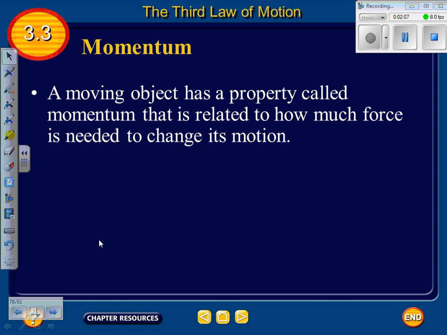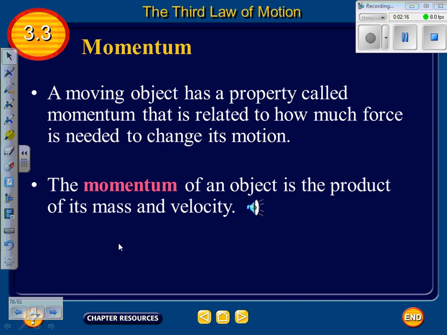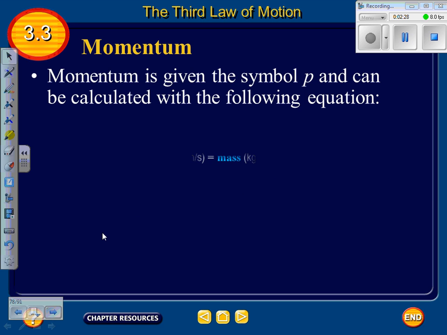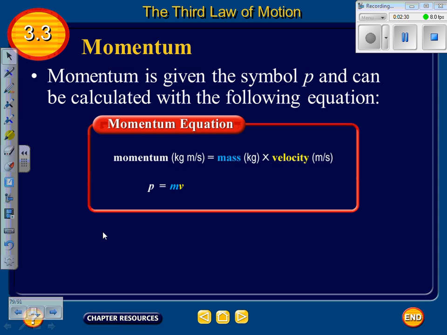Momentum. A moving object has a property called momentum that's related to how much force is needed to change its motion. The momentum of an object is the product of its mass and velocity. And at this point, you should be thinking ahead, what's the formula for momentum? It's a product of its mass and velocity. Momentum is given the symbol p, and I guess it's given the symbol p because m was already taken. It can be calculated with the following equation. Momentum is measured in kilogram meters per second.